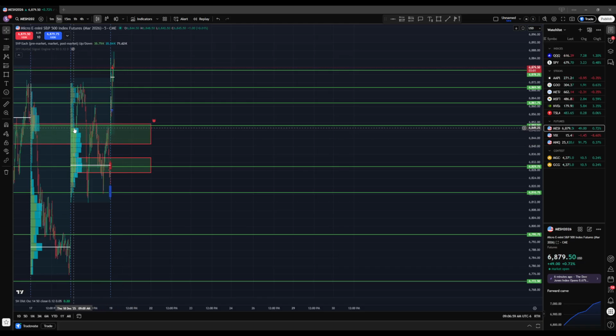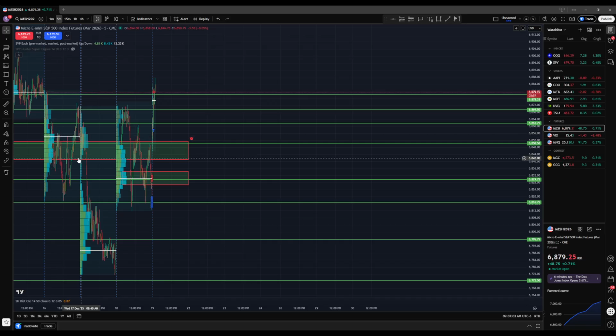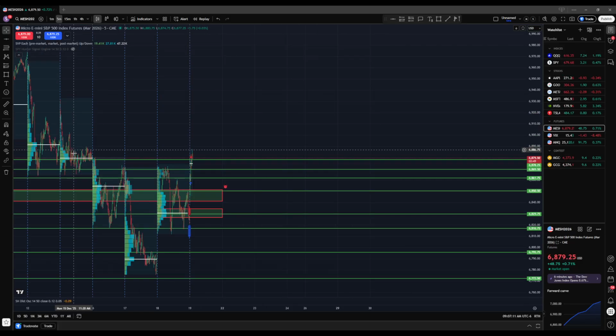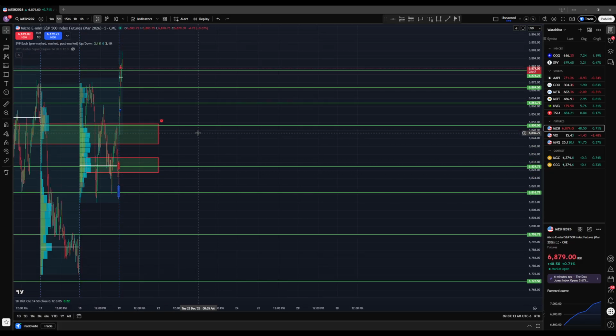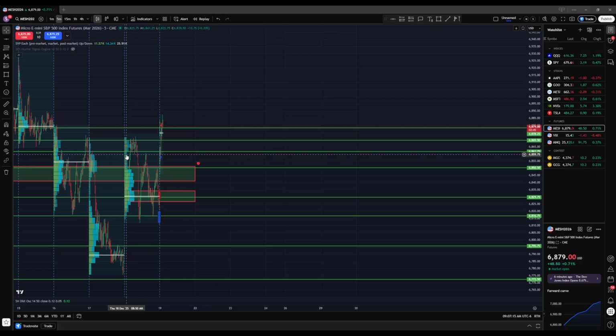We've got some nice bars here, a nice bar here where there's some reaction, right? Nice bar here on Tuesday where price reacted strongly from that. And then I just go through and mark out these levels. I look for the low volume areas to mark out my take profit targets.